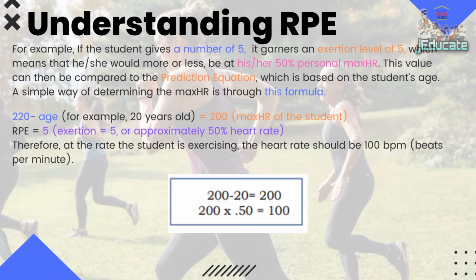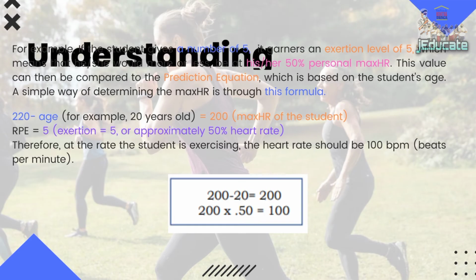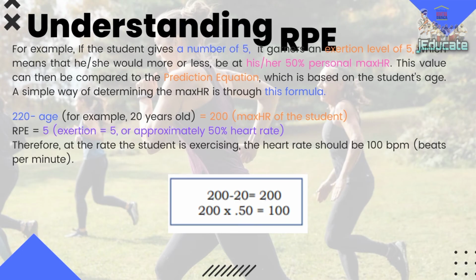Understanding RPE. For example, if the student gives a number of 5, it garners an exertion level of 5, which means that he or she would more or less be at his or her 50% personal maximum heart rate. This value can then be compared to the prediction equation, which is based on the student's age.